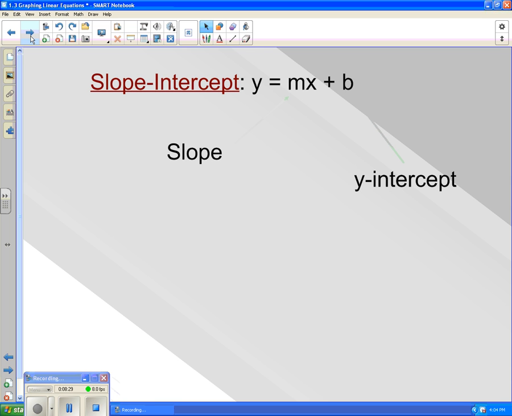Here, your slope is going to be the coefficient of x. That's what the slope is. And remember, slope is rise over run. It's the change in your y's over the change in the x's. The constant toward the end is your y-intercept.